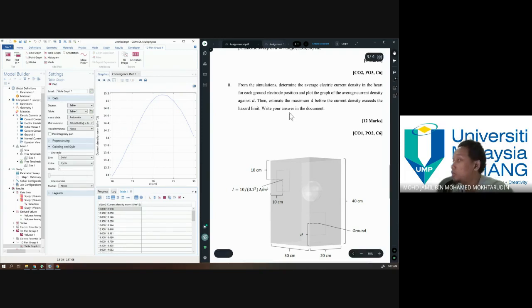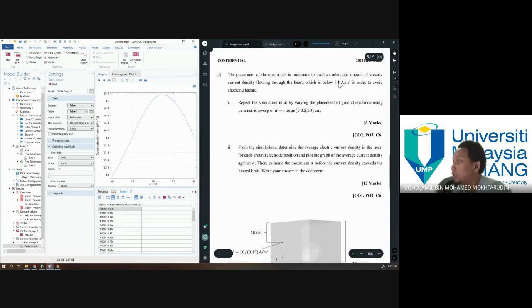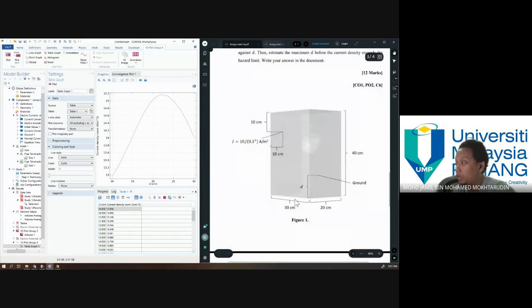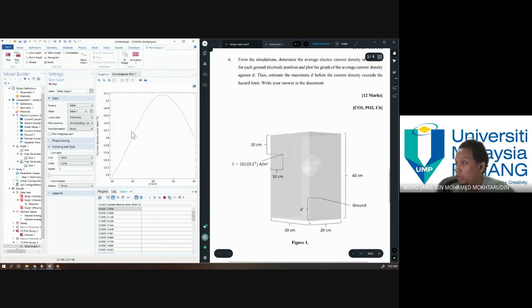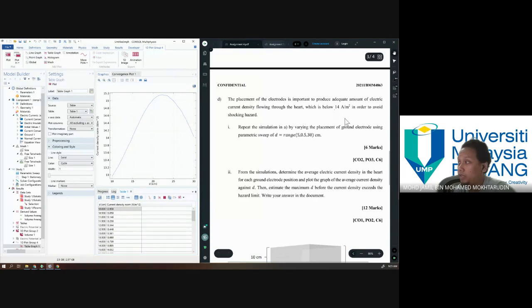So then the question asks you to estimate the maximum D before the current density exceed the hazard limit. So the question says hazard limit is 14. So it's somewhere here, 14. So the maximum D value is about 15 cm. Okay, so you cannot exceed D more than 15 cm. So if you exceed D more than 15 cm, then the current density in the heart becomes more than 14, okay? More than 14, which exceed the hazard limit.